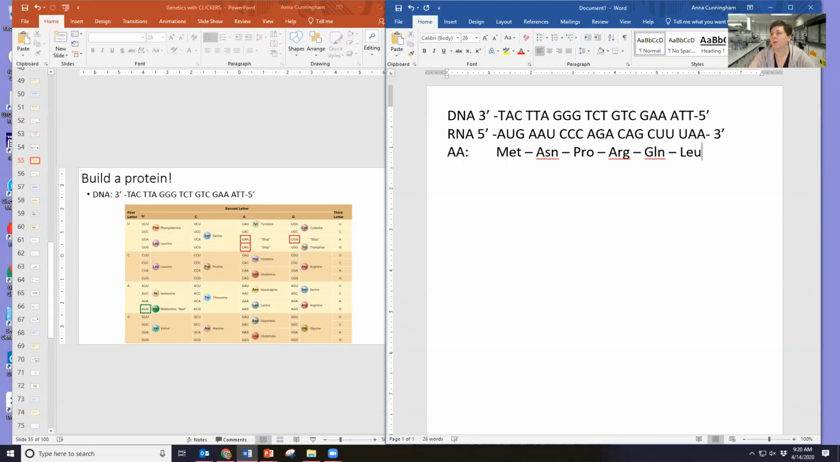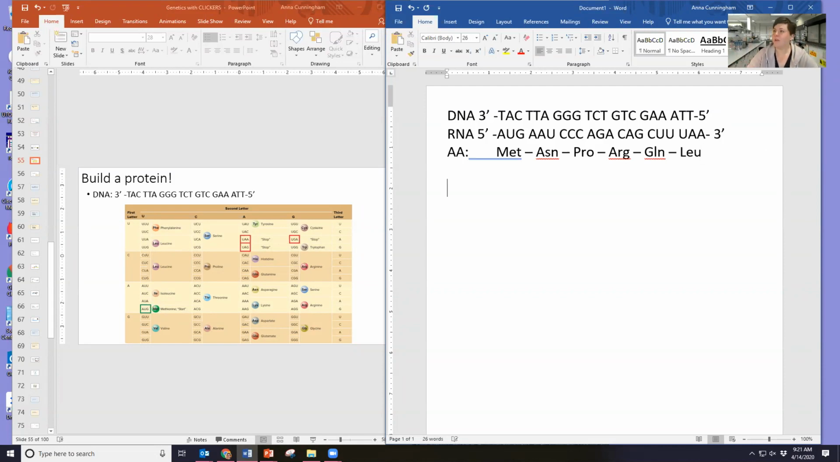So it's important to note here, stop codons, you don't need to write stop or anything like that because it's just not an amino acid. So the terminus of this polypeptide would just be the leucine.